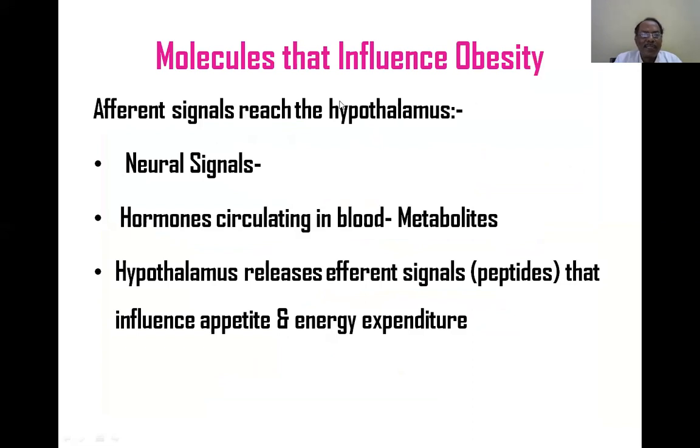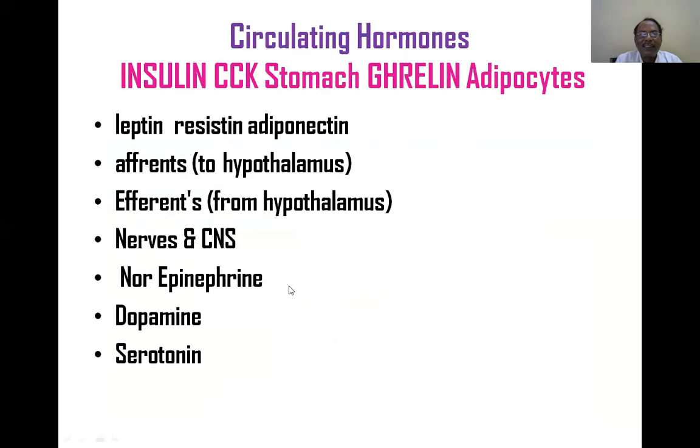Then, molecules that influence obesity are neuronal signals and hormones circulating in the blood. The hypothalamus releases different signals that influence appetite and energy expenditure. And the circulating hormones, as I said just now, are leptin, resistin, adiponectin. They are the afferents to the hypothalamus. And the efferents from the hypothalamus are nerves, CNS, norepinephrine, dopamine, and serotonin. The main control is from the hypothalamus.